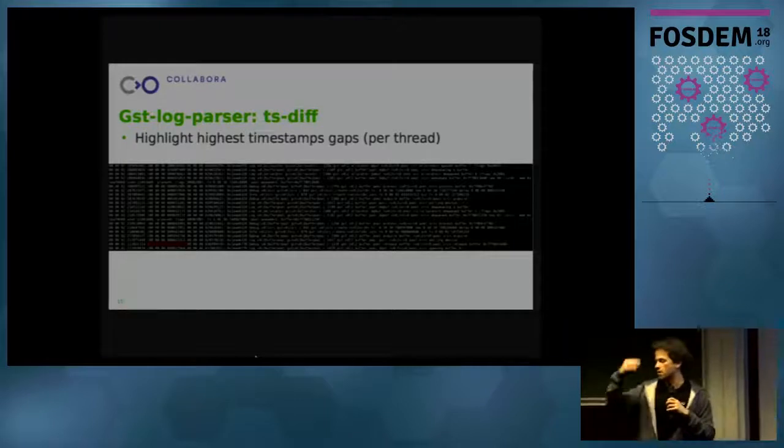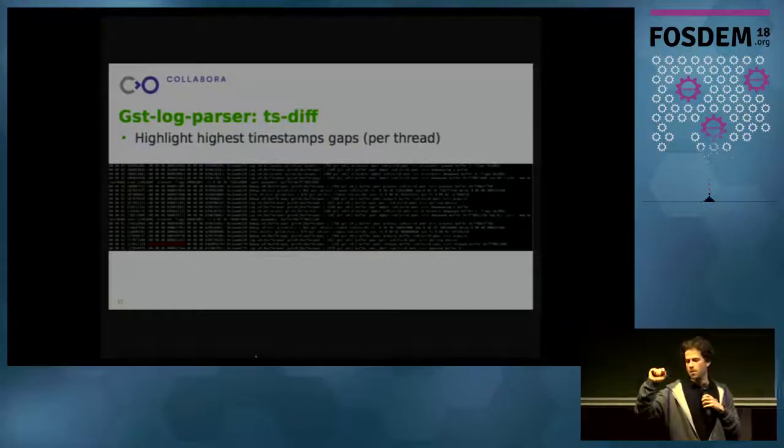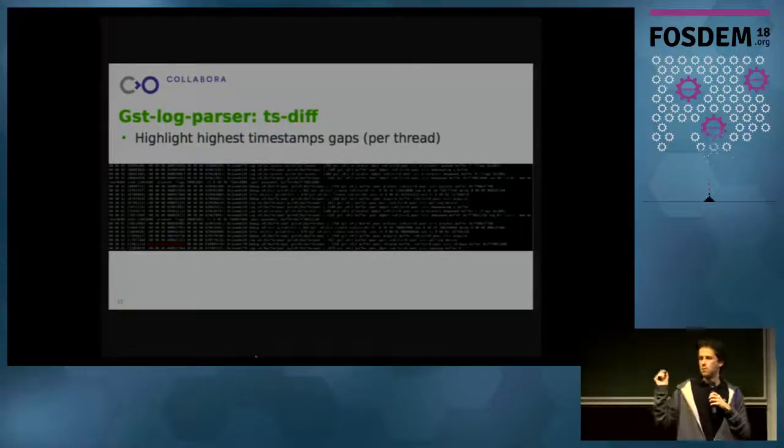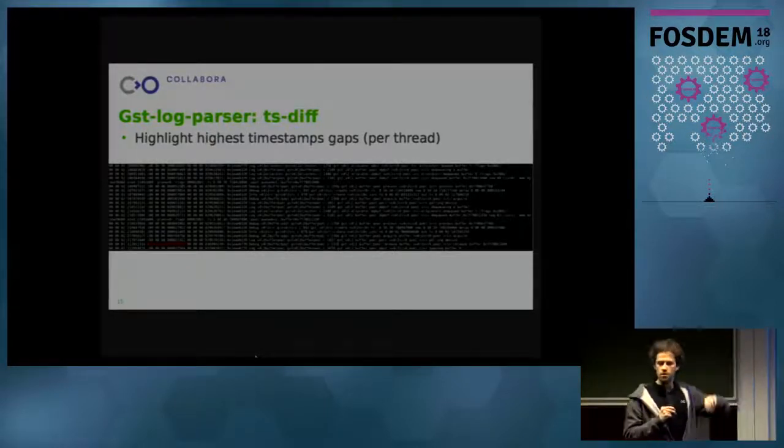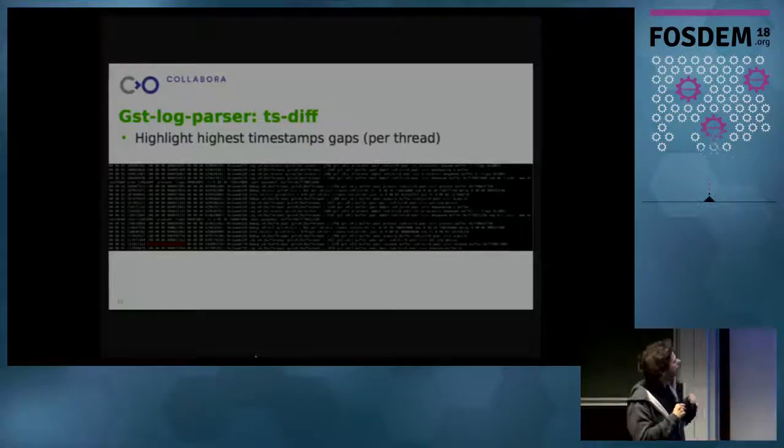So just by parsing that, you can see, okay, my pipeline here waited for 100 milliseconds. That shouldn't happen. What's going on here? You can see the timestamp difference very easily using that.